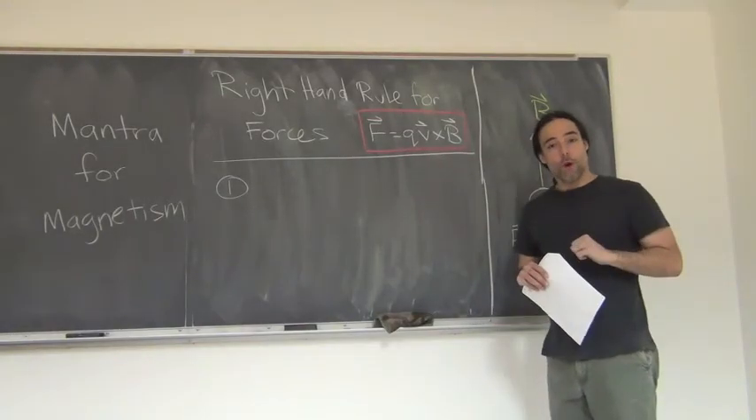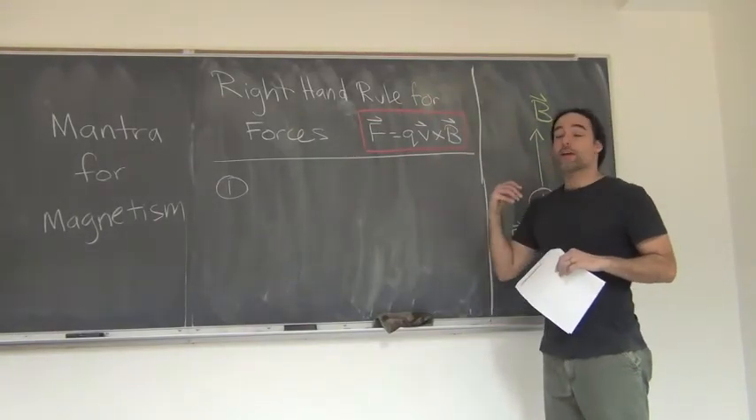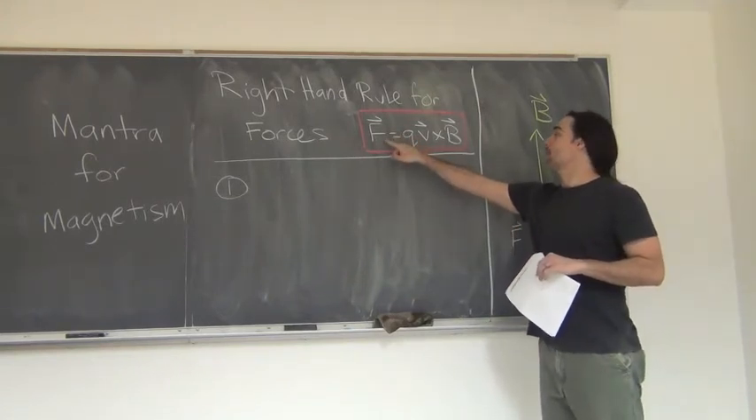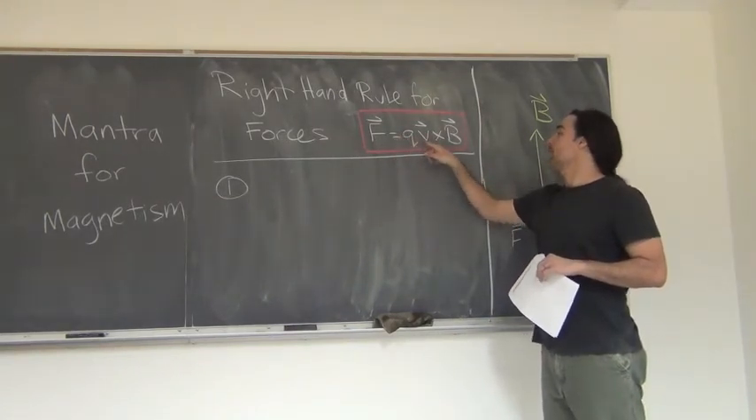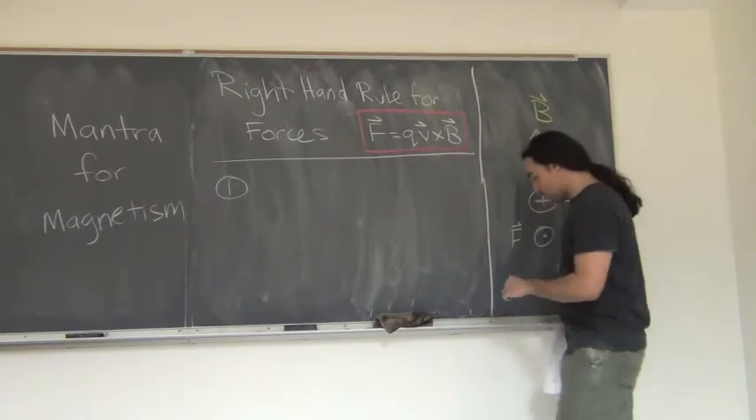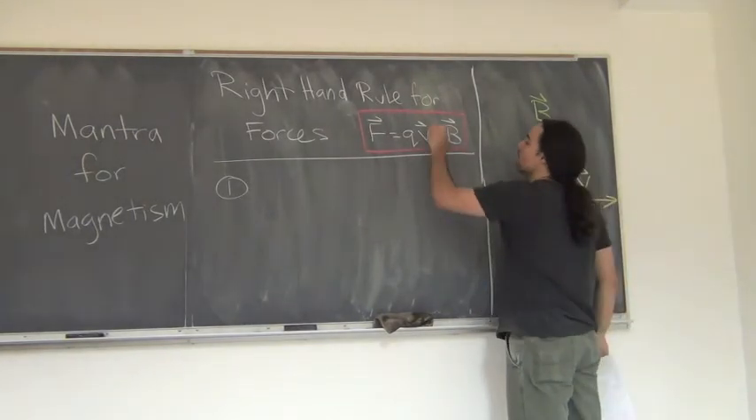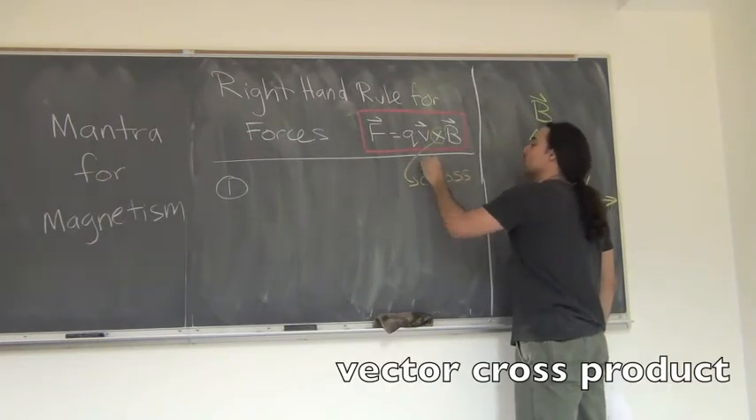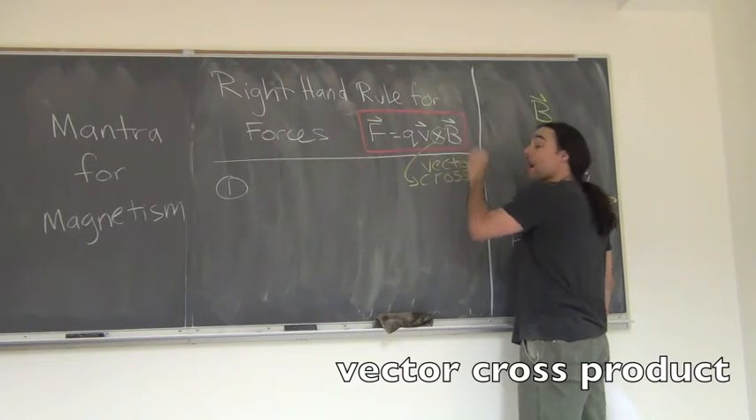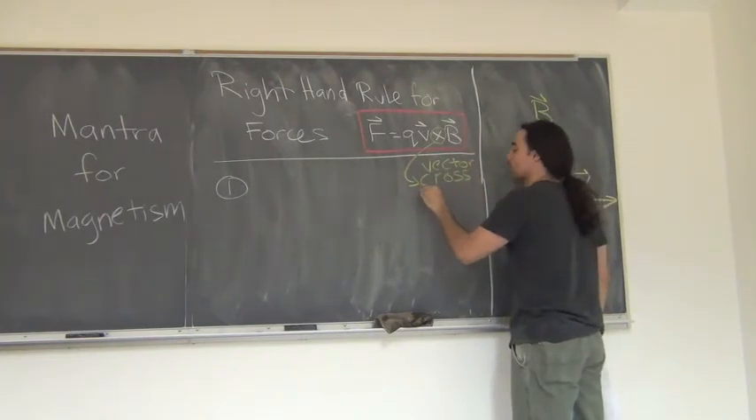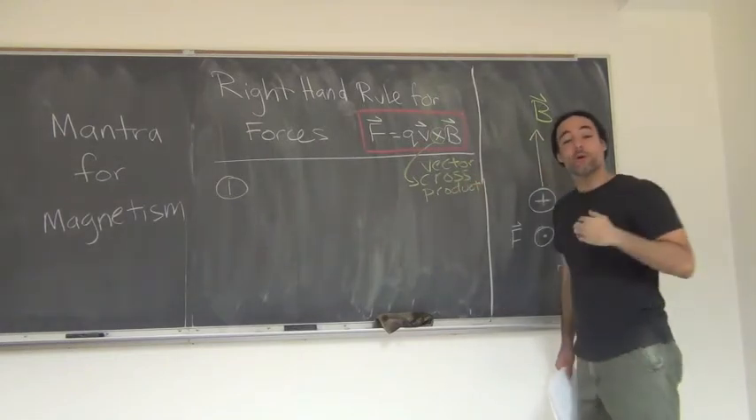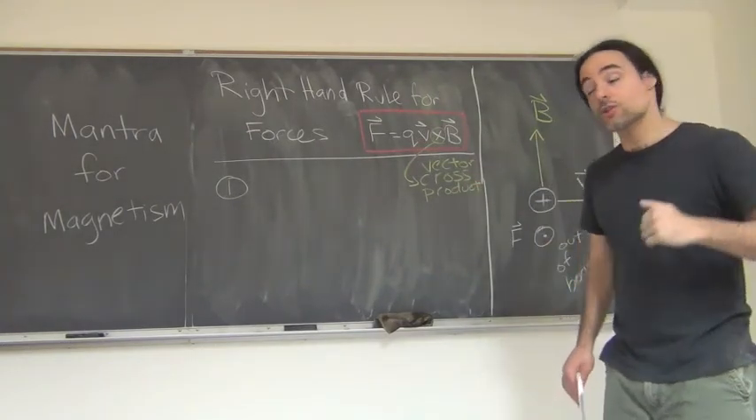So let's go through that one more time. This is the right-hand rule for forces. And mathematically, we can write it out as F equals QV cross B. Now, the cross here is known as the vector cross product. This is not the same thing as just multiplying. Because the vector cross product will actually give you a vector when you're done, which is what we need.